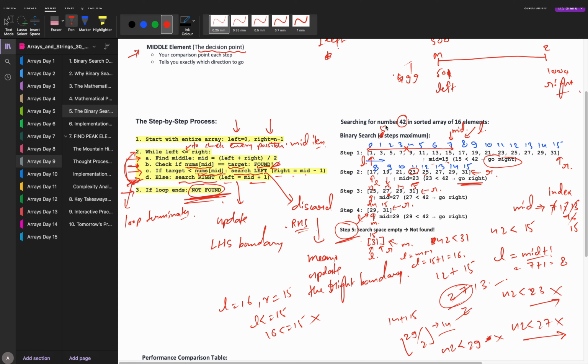Okay. Now, if I were to compare it with linear search, let's say you had 16 items and you were trying to find 42. You will check 1, then 3, 5, and go on till the 31st. And you'll say, no, 42 is not present here. Right? So 16 attempts will be needed, and here you are getting it done in 5 attempts only. Okay?